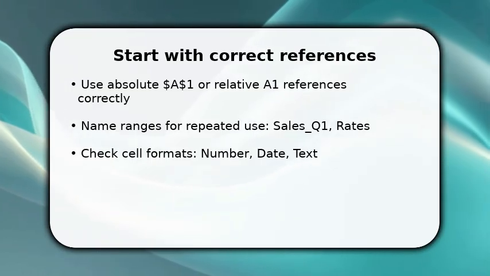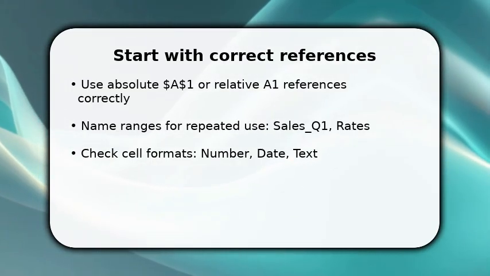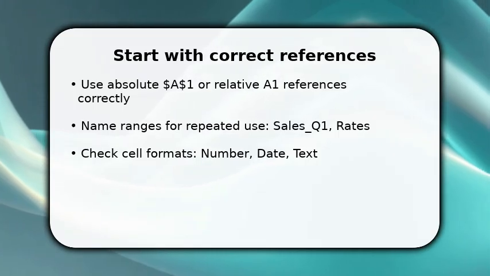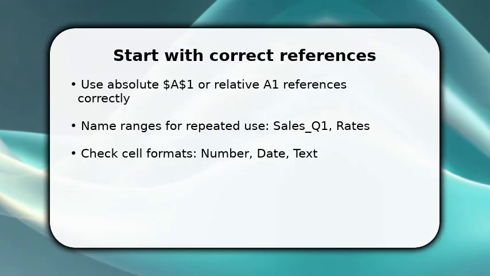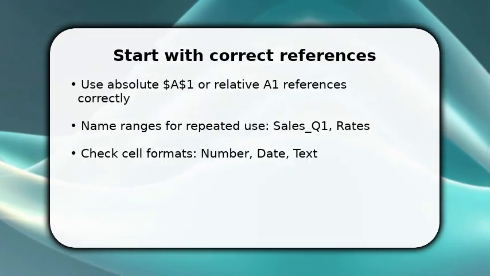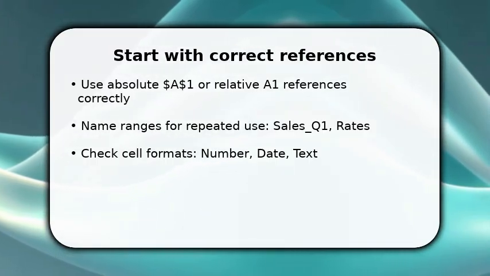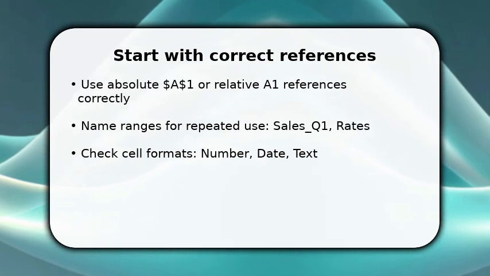Once done, type a simple test formula like equals SUM(A2:A10) to validate references. You'll notice faster debugging when names replace raw addresses. Make sure to save a version before major changes so you can compare results quickly.